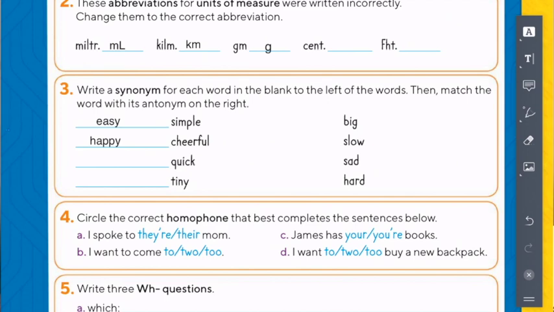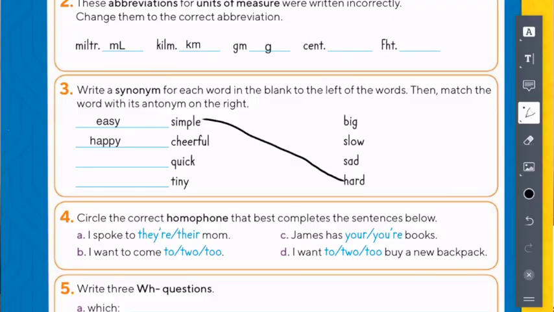Okay? Now let's see. Simple. What is the opposite? What is the antonym of simple? Hard. This activity is really hard? No. Super easy. We connected. What is the antonym or the opposite of cheerful? Sad. Exactly. So we connect sad and cheerful.